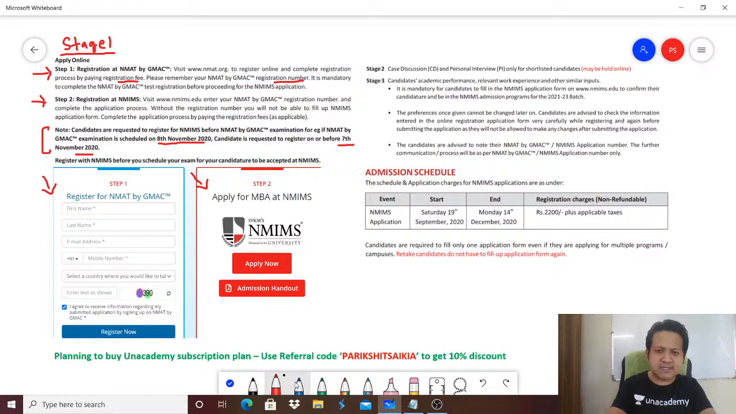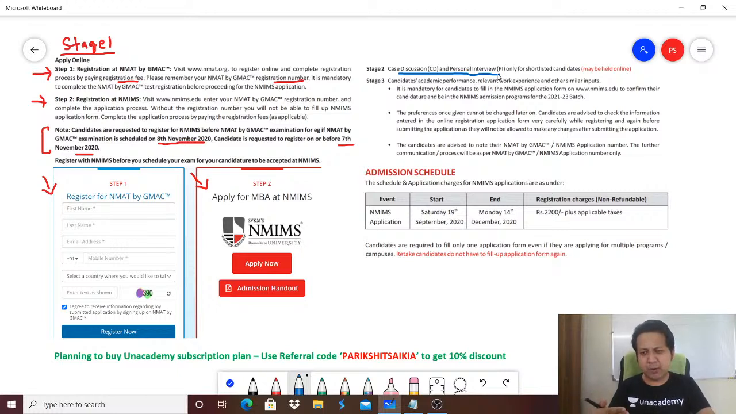Stage 2. Stage 2 is if you clear the cutoffs. If you clear the cutoffs, you will get a case discussion and personal interview call from NMIMS University. What is the case discussion? It will basically give you a business problem. Probably it will give you an example of a company, let's say, with declining profits and a lot of problems. It wants to restructure the company, and then they will ask you to come up with a solution.